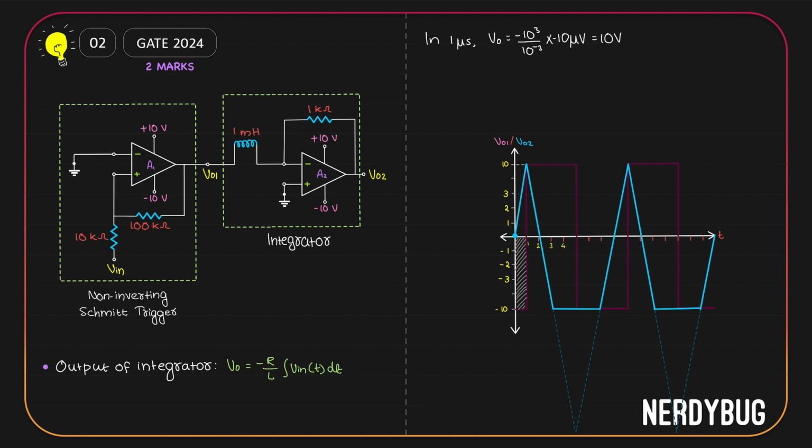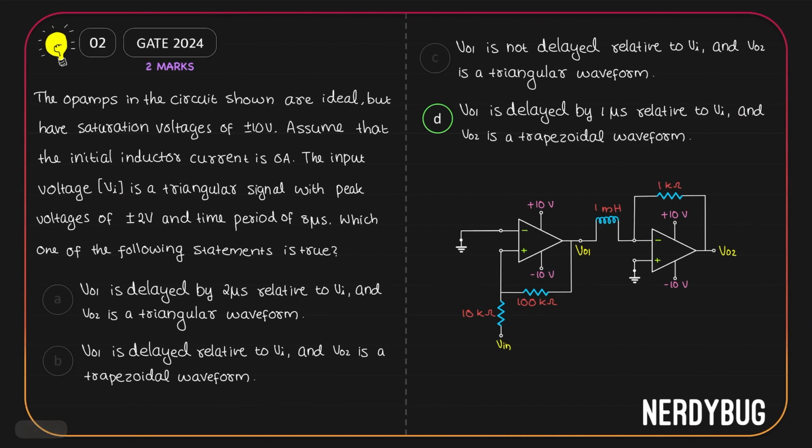You don't really have to do this much analysis because all you have to find out is the shape of the graph. All you have to understand is that the output of an integrator when the input is a square wave is a triangle waveform. But if you calculate using this equation, you will see that the maximum value of the output will be greater than Vsat, which means the triangular waveform will be clipped off at the Vsat and we will get a trapezoidal waveform. So option D is correct. VO1 is delayed by 1 microsecond relative to Vi and VO2 is trapezoidal.